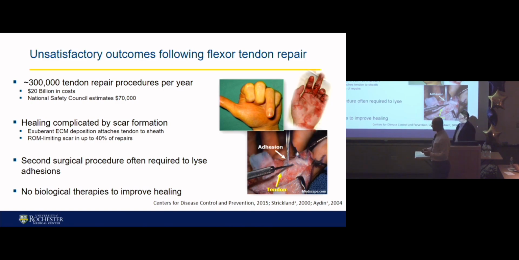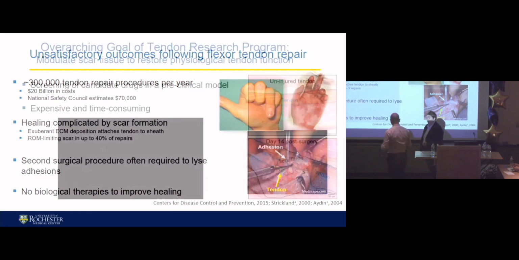Despite our best efforts, a lot of these patients end up with second surgical procedures that are required to lyse the adhesions and get the tendons gliding again. And that's because currently there's no good biological therapies to improve the healing while reducing scars. So we're still relying on mechanical means, which means more surgical procedures.